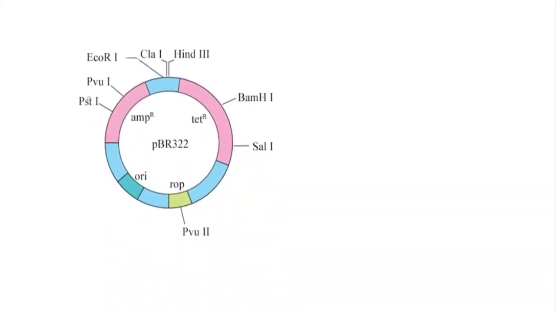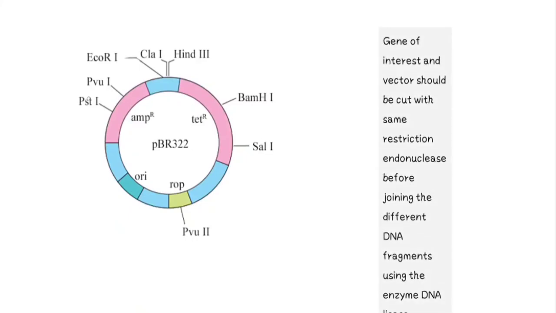So this is an example of a cloning vector, and I've told you, when I was talking about the gene of interest and a vector, they need to be cut with the same restriction endonuclease. It's done so because we need the same kind of sticky or blunt ends, and then they can be joined with the help of a DNA ligase.